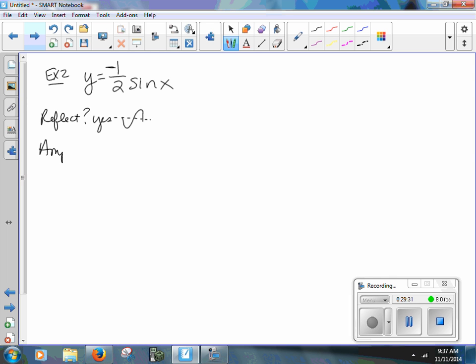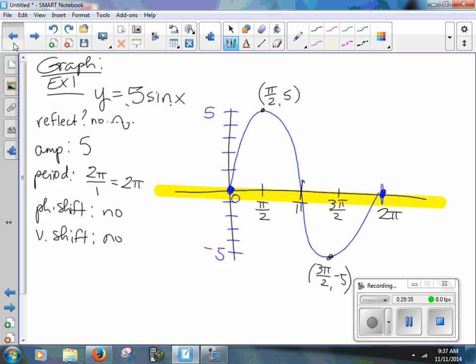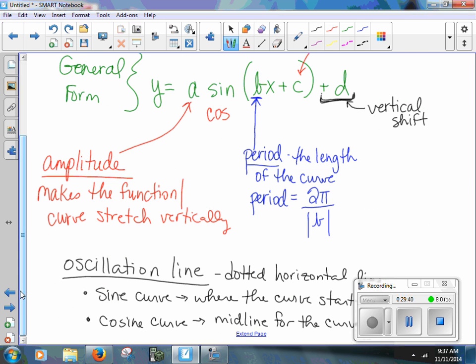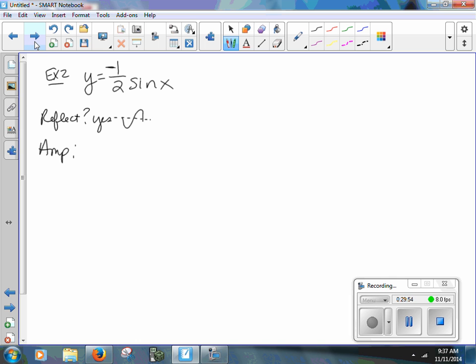Amplitude. What's the amplitude of this one? Well, you know what? Let's go back and fix something. Amplitude, folks, is the absolute value of A. So a distance can never be what? Negative. It can never be negative. It's the absolute value of A. That's an easy fix. So the amplitude of this is going to be the absolute value of negative 1/2, which is 1/2.